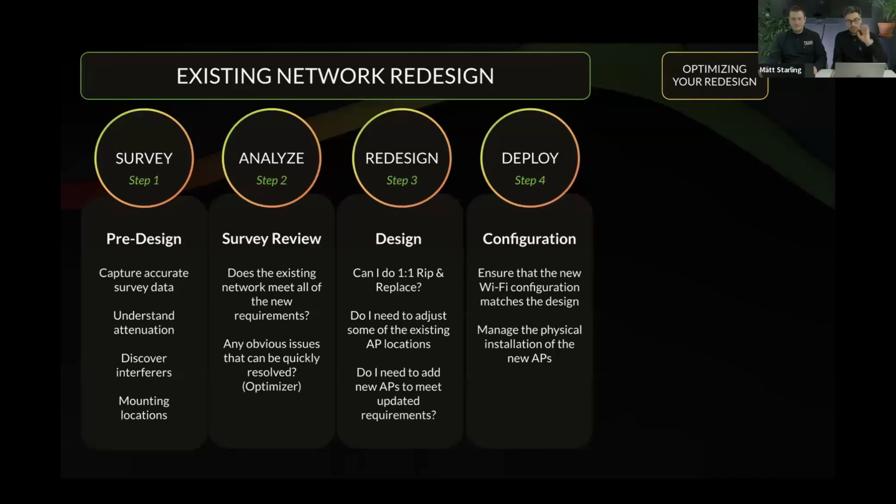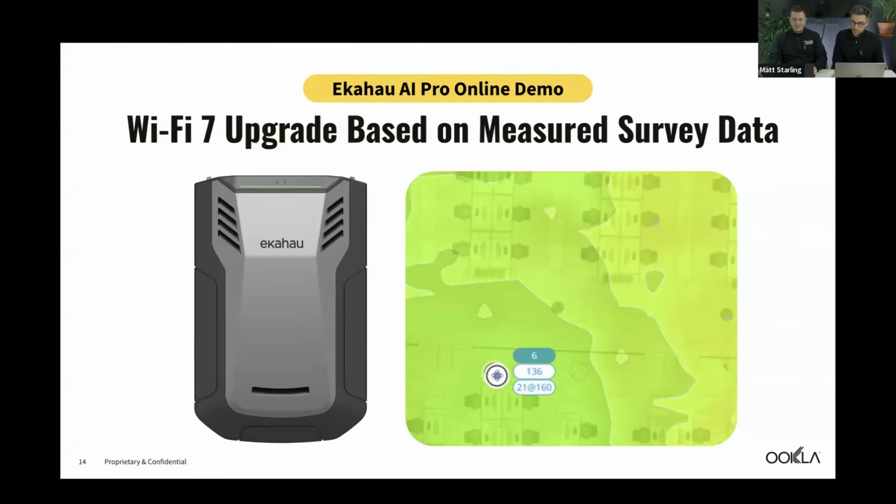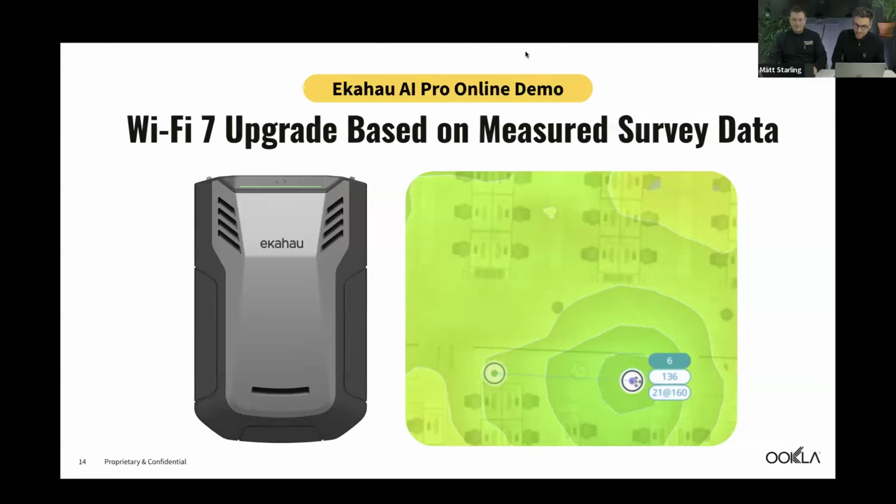Then once your new network is in, step 5 is when you would do a post-deployment survey, a validation, making sure the network is deployed, configured, and working as expected. You've got a great opportunity here to, again, run it through Optimizer, see if there's any improvements you can make and tweak anything there that you need to do. So Vlad, on that note, why don't we jump into a quick demo of that approach?